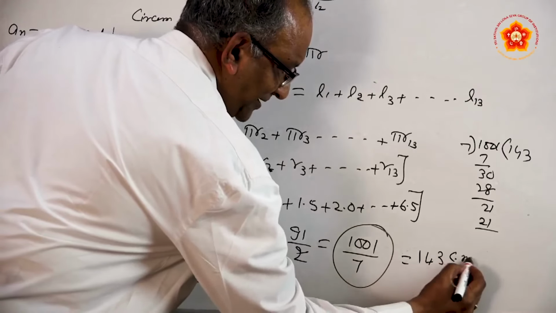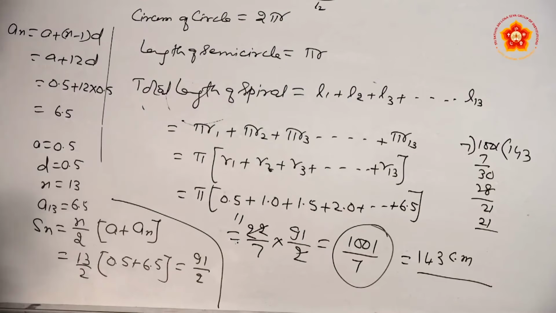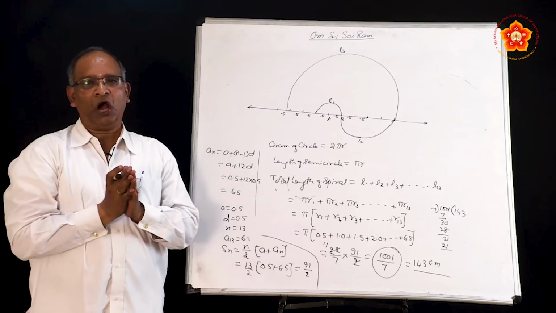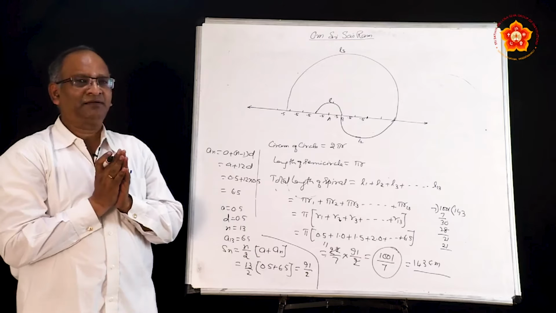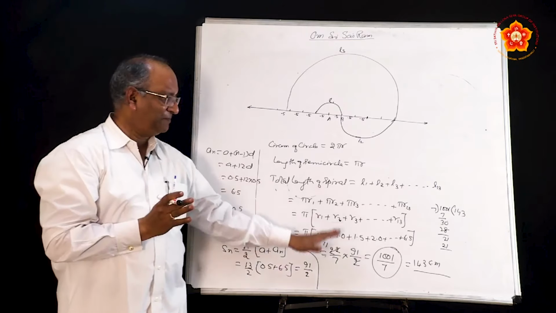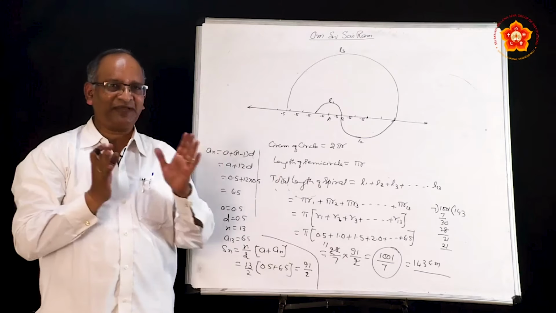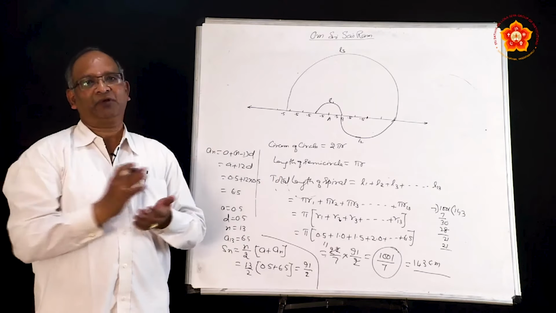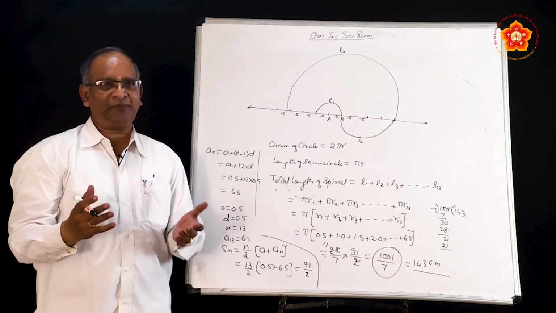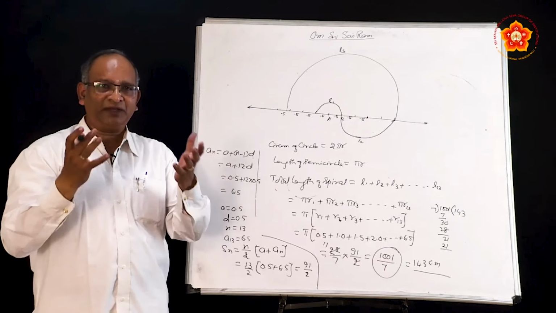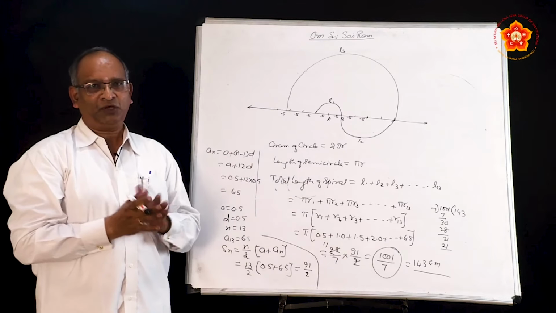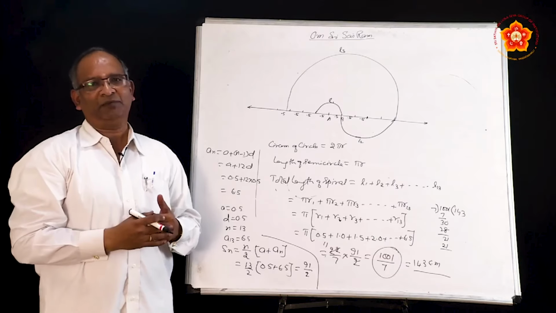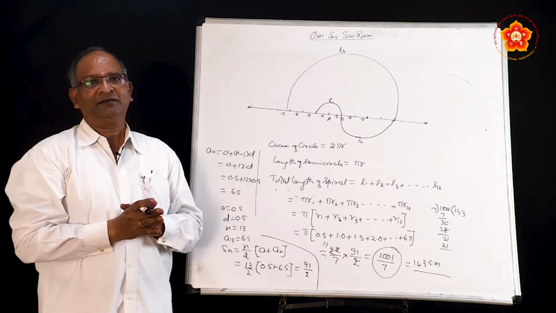So it is 143 centimeters. Length of the spiral is 143 centimeters. In these word problems or application problems, you can see that the solving part is very simple. There is no complication. What is very significant is to understand the problem. If you are able to understand the problem and find out what is given, then the solution part is very simple. So we will just do one or two more problems before we close this particular chapter.